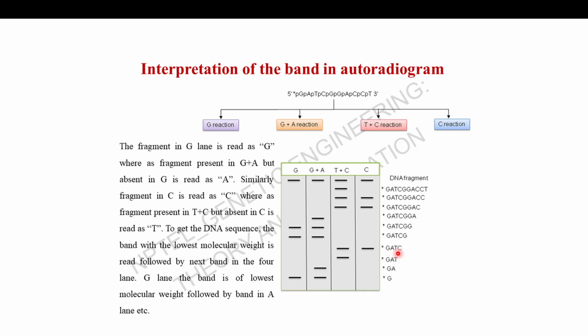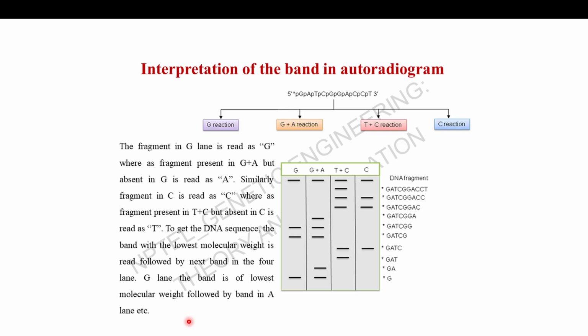Okay. So eventually this is how, similarly fragment in C is read as C, whereas fragment present in T plus C but absent in C is read as T. To get the DNA sequence, the band with the lowest molecular weight is read. This one here, how we were looking at the smallest band, then the next smallest, the next smallest. The band with the lowest molecular weight is read, followed by next band in the 4 lanes. So the G lane, the band is of the lowest molecular weight, followed by band in the A lane, etc. Okay, eventually you get the complete sequence. All right.